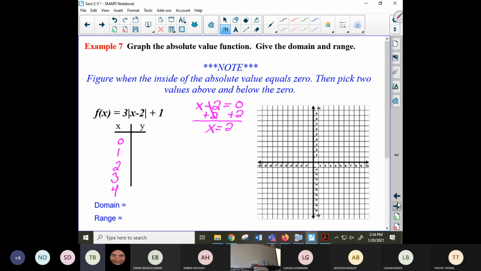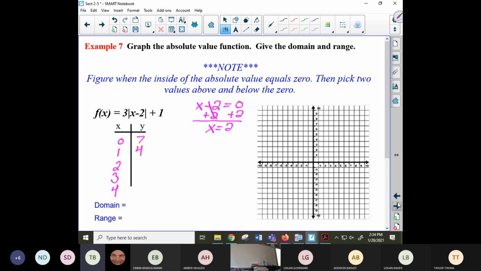So now I'm going to put 0 in there. 0 minus 2 is a negative 2. Absolute value of a negative 2 is 2. 2 times 3 is 6. 6 plus 1 is 7. And I'm going to put 1 in there. 1 minus 2 is a negative 1. Absolute value of a negative 1 is 1. 1 times 3 is 3. 3 plus 1 is 4.